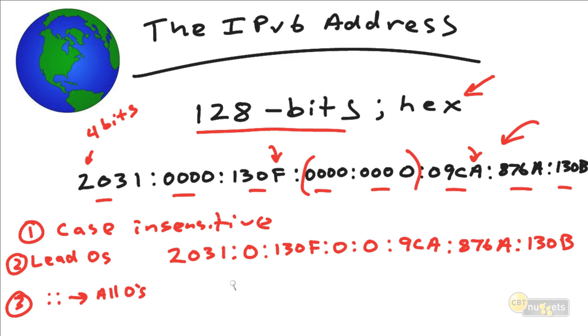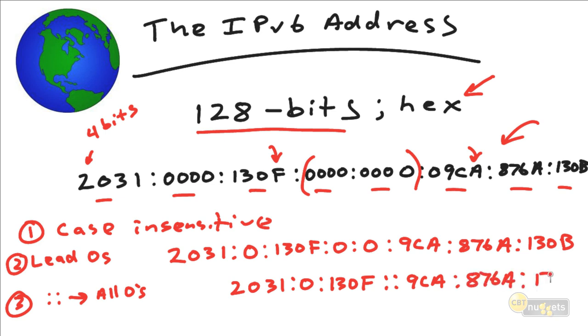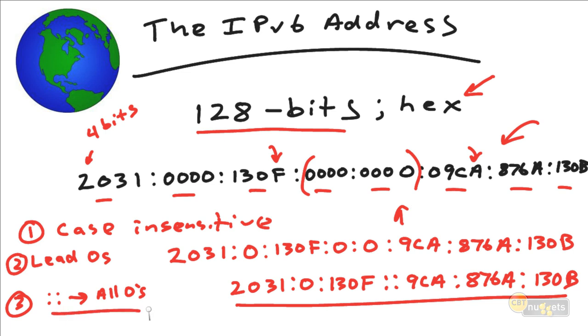So we could do this: 2030:9CA:876A:130B. So that is the most succinct way we can represent this big address up here. This trick number 3, the :: trick, can only be done once in an address. So please keep that in mind. That trick can only be implemented once in an IPv6 address.